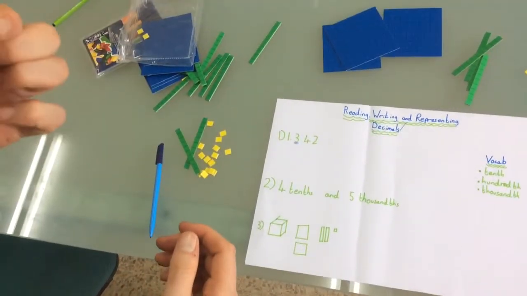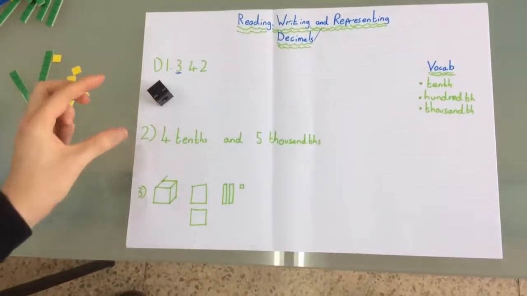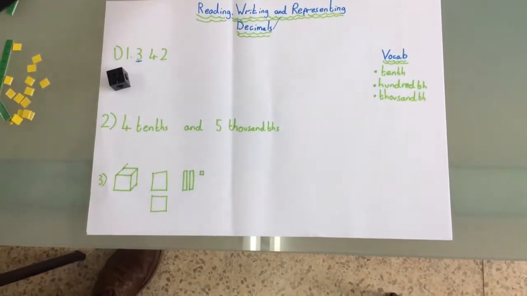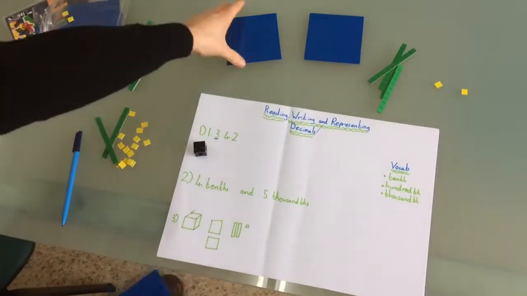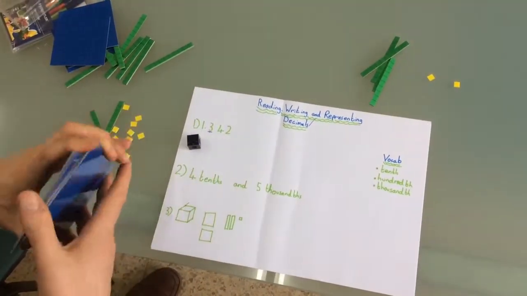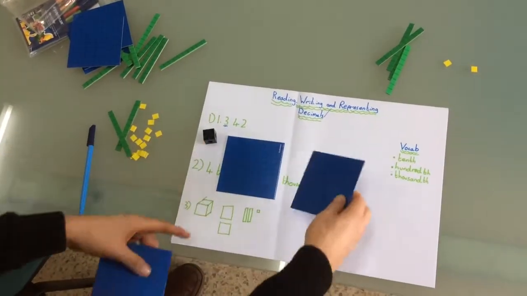So if I had 2 of these, I'd have 2 whole ones. If I had 3, 3 whole ones. But here, I've got 1 whole one. Now I've got 3 tenths. Well, I'm going to use these to represent tenths, because 10 of these, if I put them on top of each other, 10 of them would make 1 whole unit. But I haven't got 10. I've got, in this number, 3 tenths.